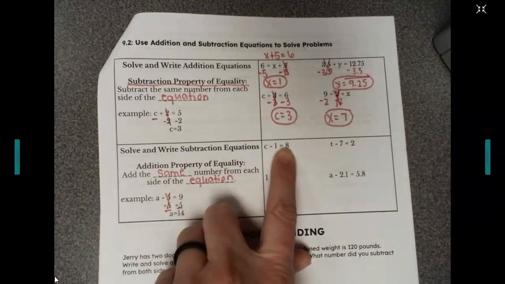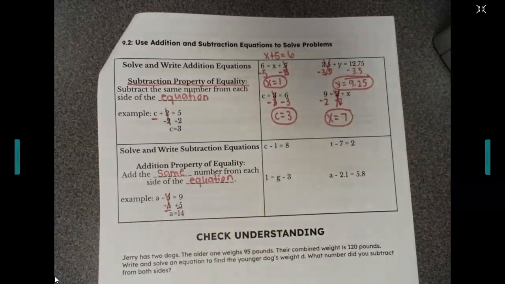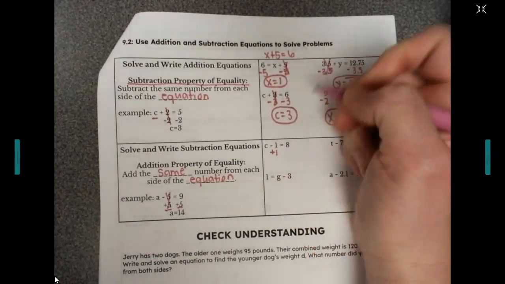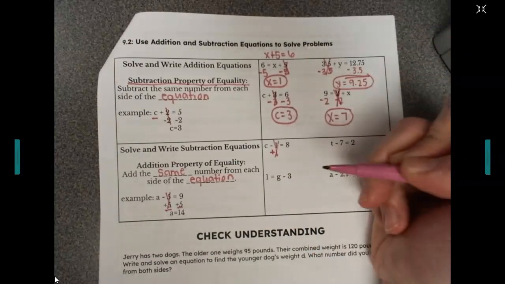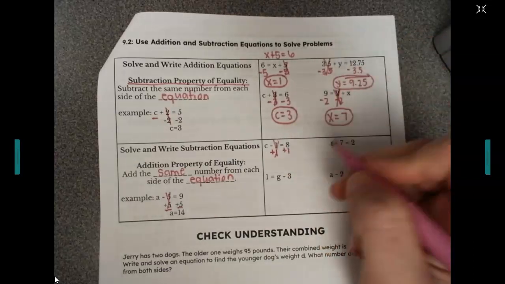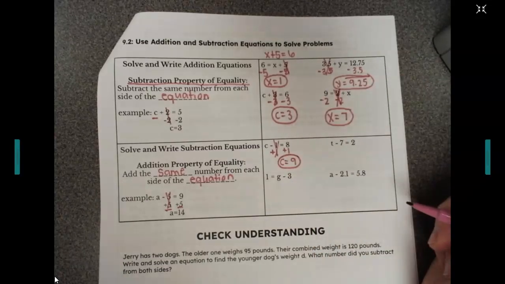Let's take a look over here. Before I started, I know that my answer is going to be 9 because I know that 9 minus 1 is 8. Now let's see if we can get it. The opposite of subtracting 1 is adding 1. When I do that, these make 0. If I add 1 on the left-hand side, I have to even it out on this side. 8 plus 1 is 9. So C equals 9, and that's what we got before we started.